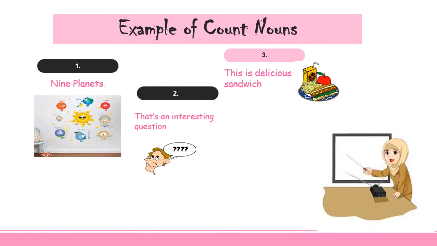Next is the example of a noun. You can look at the slide. There are 3 examples of countable noun. The number 1 is 9 planets. The number 2, that's an interesting question. And the number 3, this is delicious sandwich. For everybody, you can remember that a countable noun is a noun that can be counted.